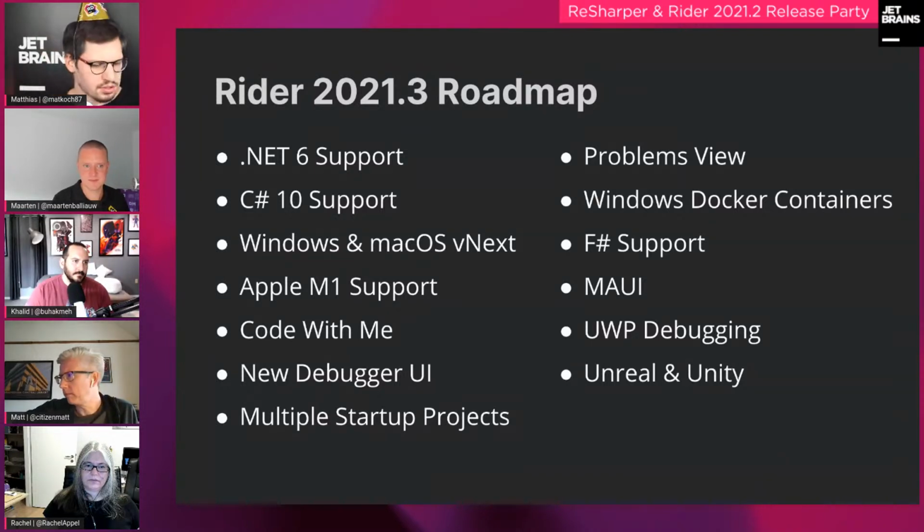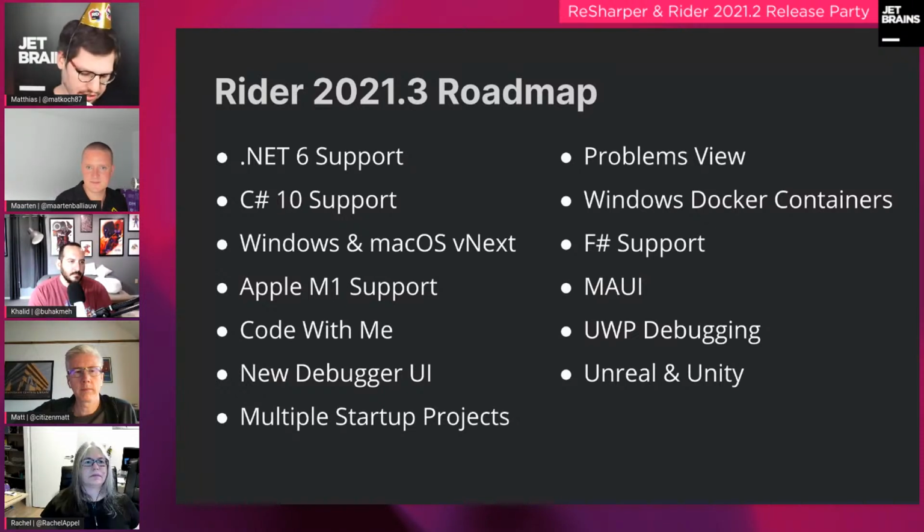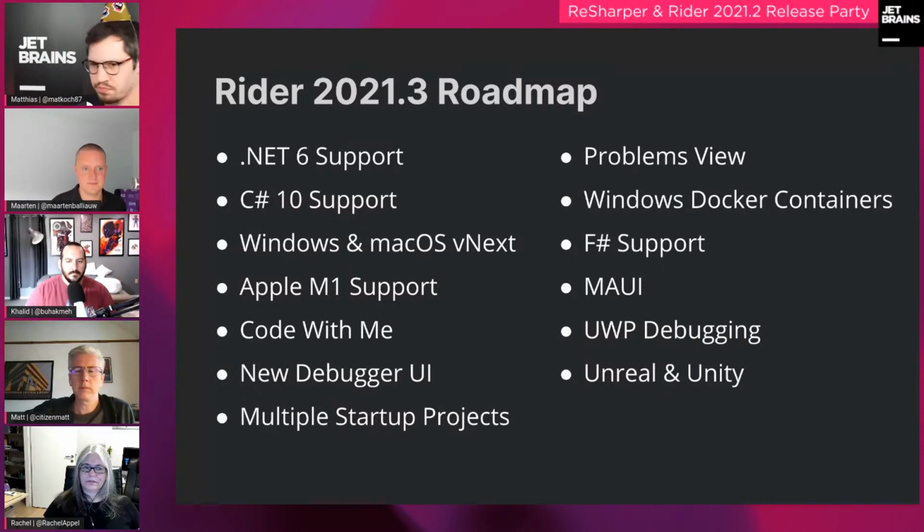For Windows Docker containers, I think that will also arrive in one of the first EAPs. We added debugging. FSharp support, I think I mentioned that already. We're looking for something with curried functions, postfix templates. I don't remember exactly, but we actually will also release the blog post about that, so keep an eye out for that. MAUI, as everyone, we will keep an eye on it and see what needs to be done, and hopefully we also deliver in that case. UWP debugging should also arrive pretty soon.